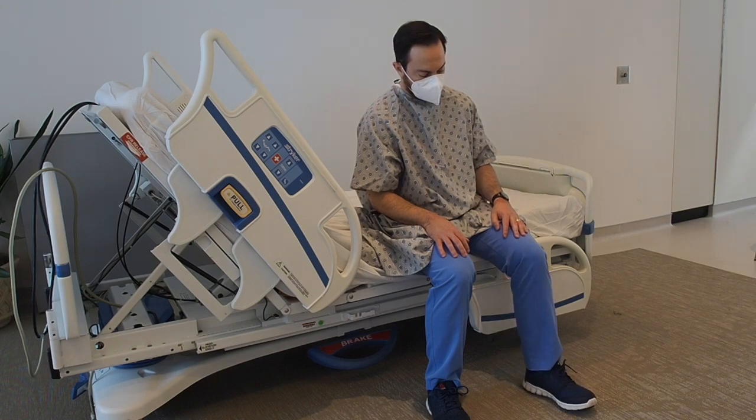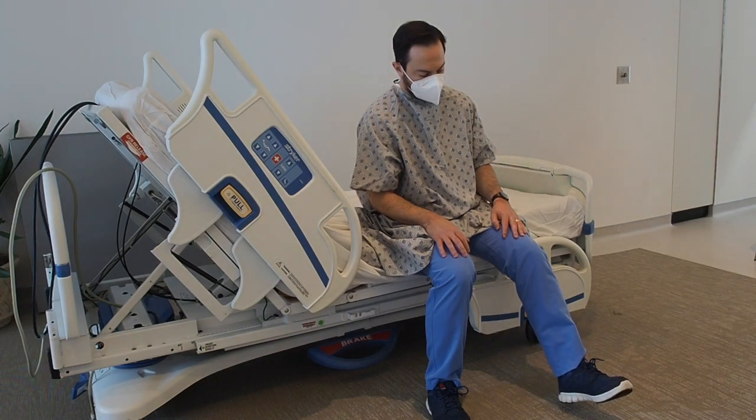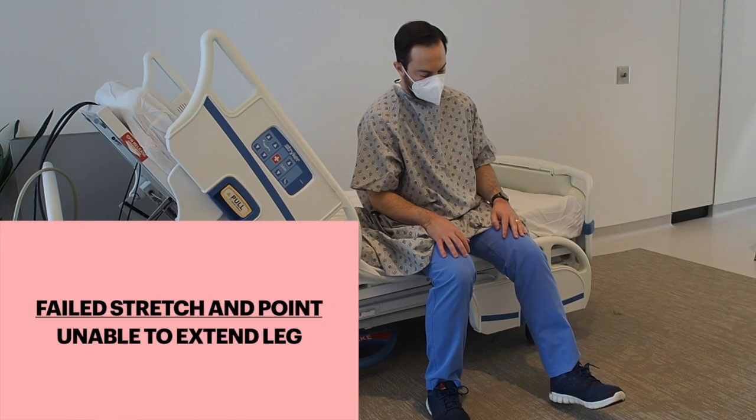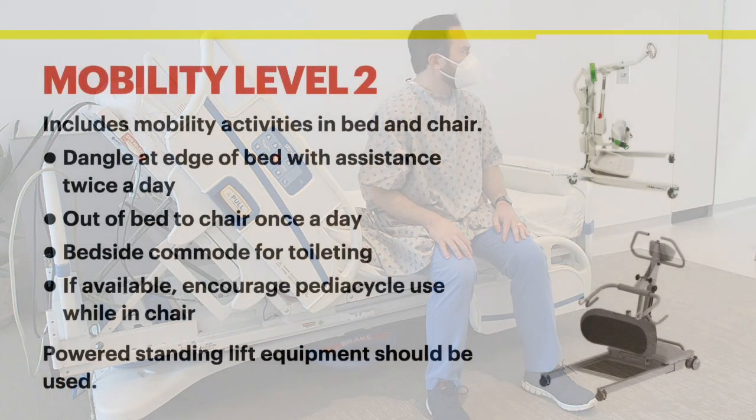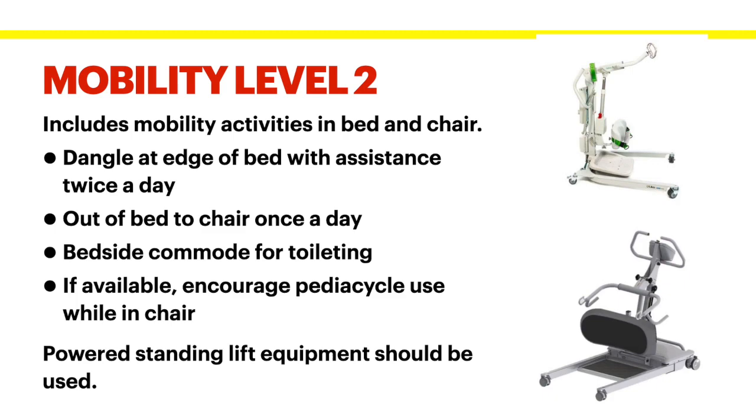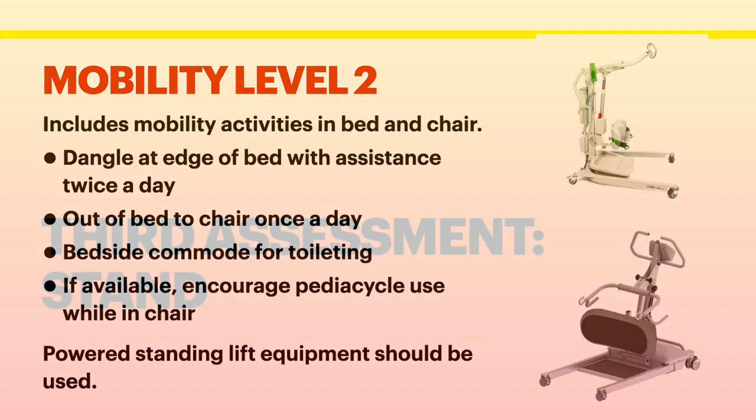Observe patients for an inability to fully extend their leg. Ensure that this is a new finding and not the patient's baseline. If patients are unable to complete this, they would be a mobility level 2. Mobility level 2 includes mobility activities in the bed and the chair. Powered standing lift equipment should be used, such as the Sabina 2 or the Steady Aid.